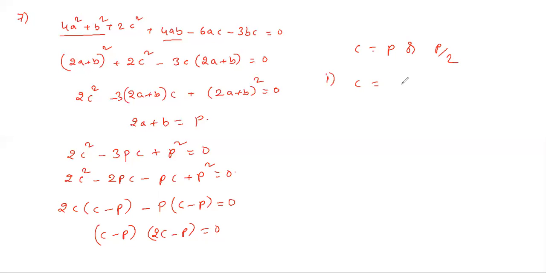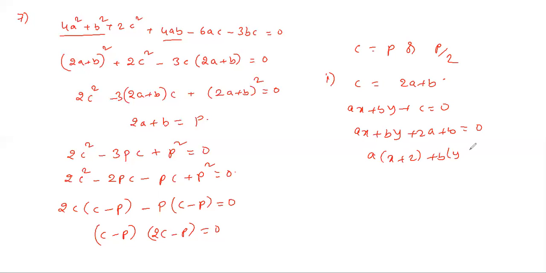First case, c equals p. p means 2a plus b. Then the line ax plus by plus c equals 0 becomes ax plus by plus 2a plus b equals 0 by substituting the c value. So a into (x plus 2) plus b into (y plus 1) equals 0. So x equals minus 2, y equals minus 1. This is the point of intersection in this case.